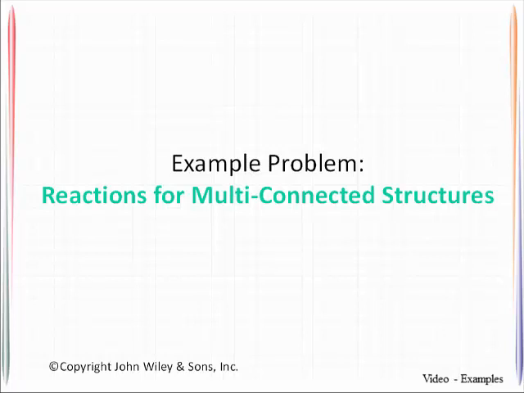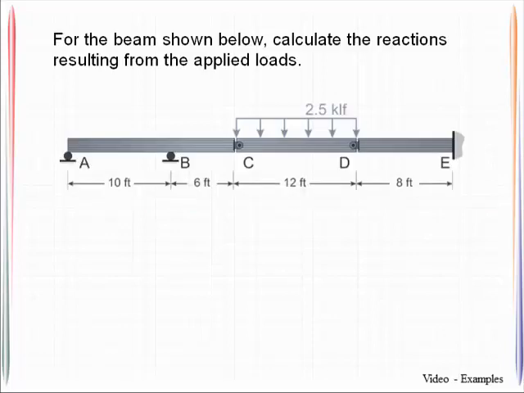Hello again. In this example you will learn how to solve for reactions in a multi-connected structure. We're going to be taking a look at this particular beam, which is connected with a couple of internal hinges, also known as moment releases, and we want to be able to solve for the reactions in it. But before we solve for any reactions, let's make sure on the statical determinacy of this beam, make sure that we can even solve for them.